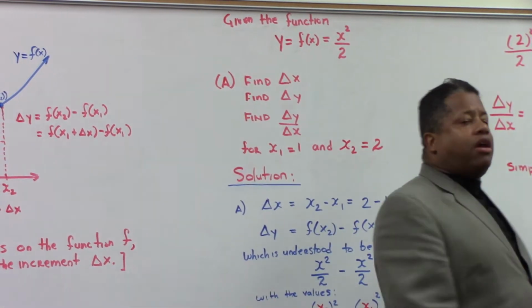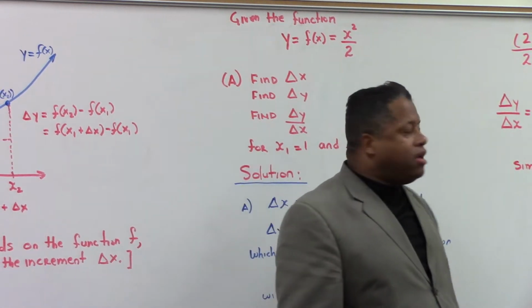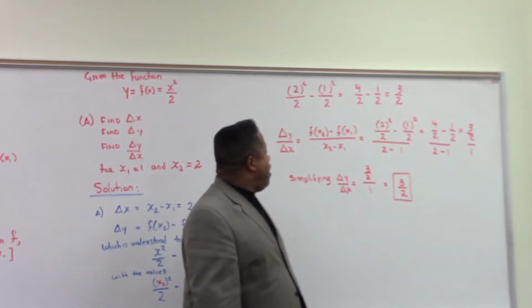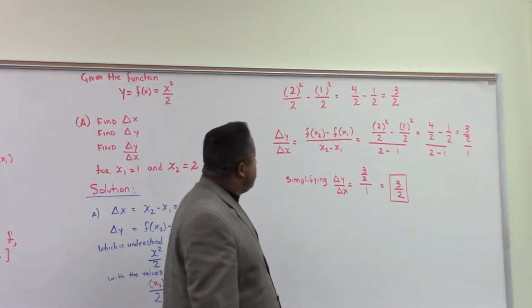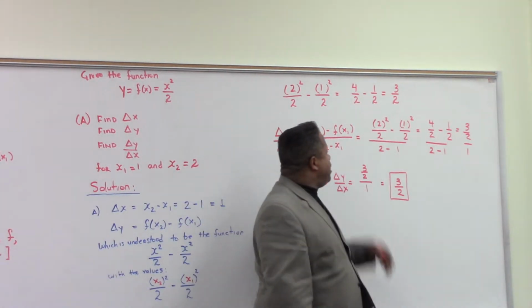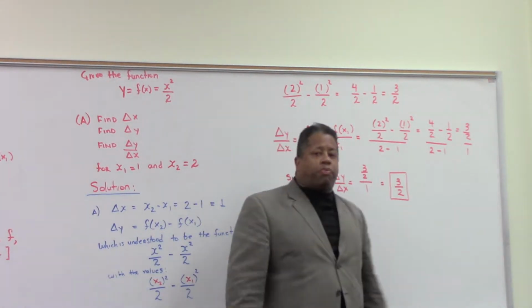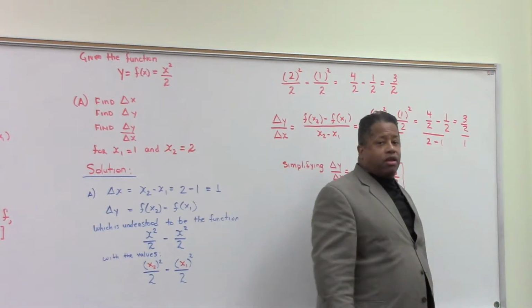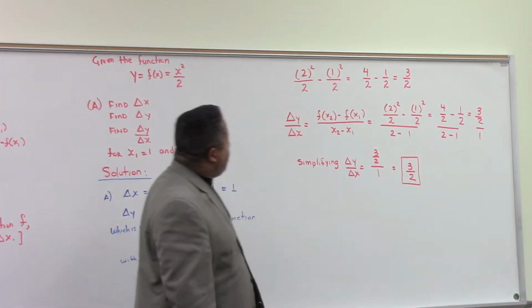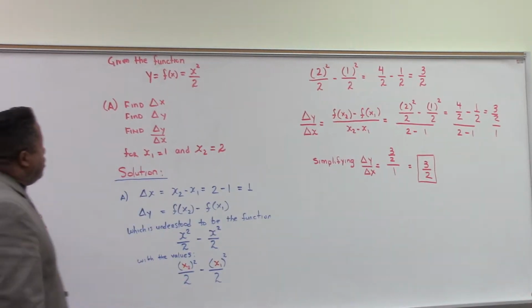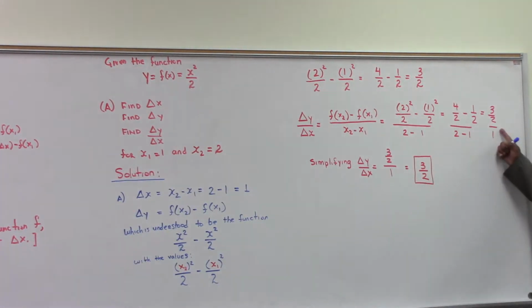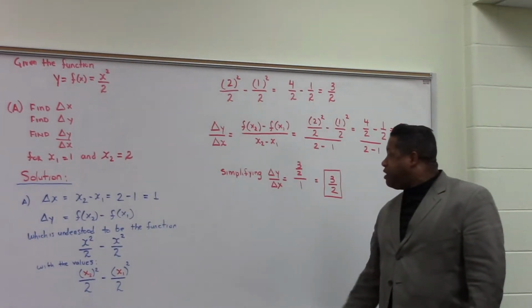So let's calculate delta y over delta x. Delta y over delta x, showing this representation of f(x2) minus f(x1), right? And so here we see that same function, we're going to plug those values in, 2 and 1, and this is what we get right here. So now we have x2 minus x1. This is going to equal 2 minus 1, so 3/2 divided by 1 is going to also give you a rate of change of delta y over delta x.